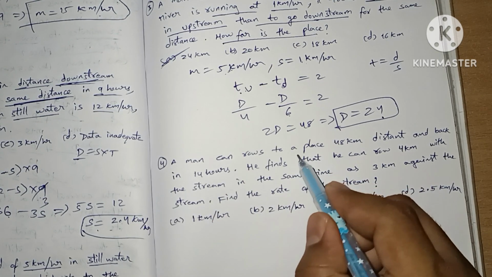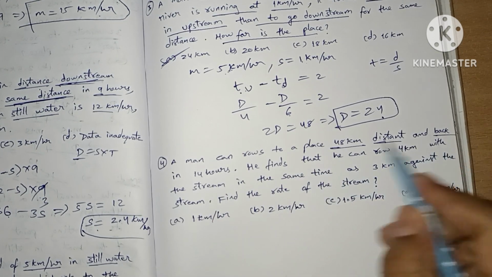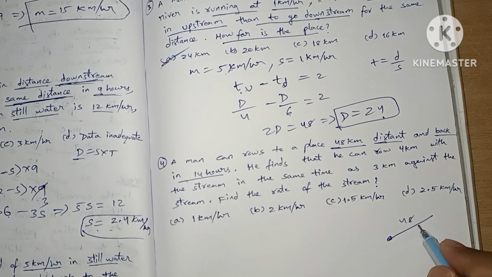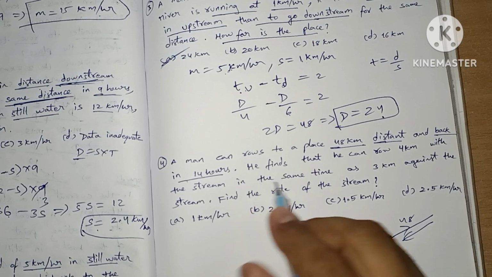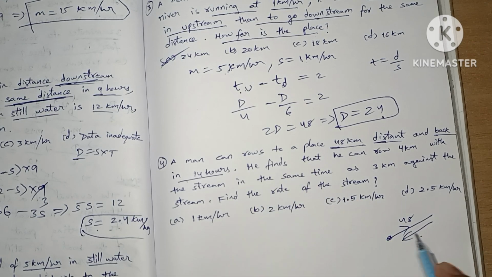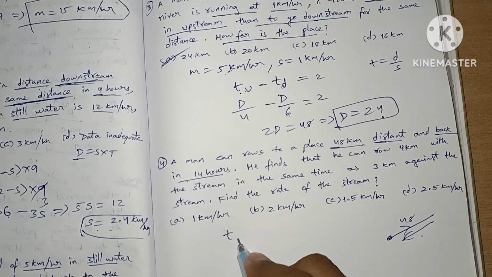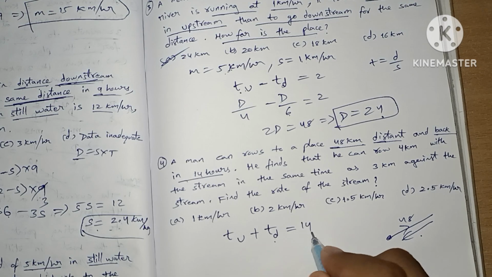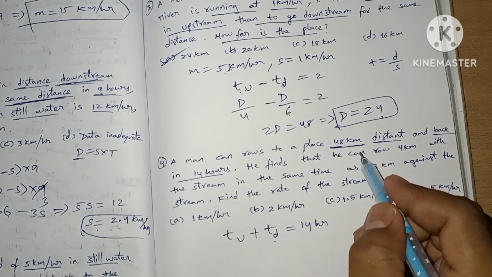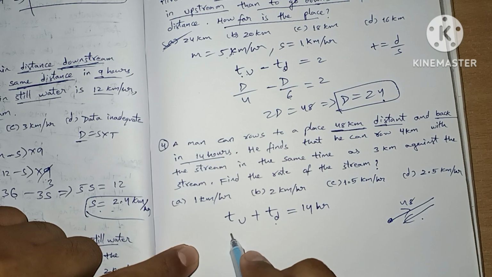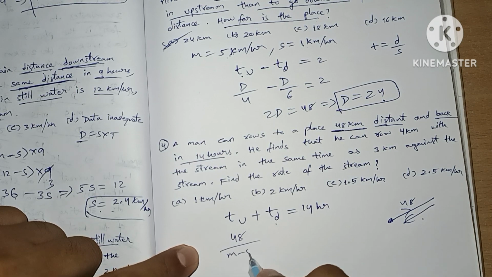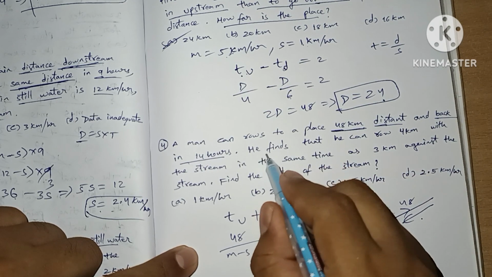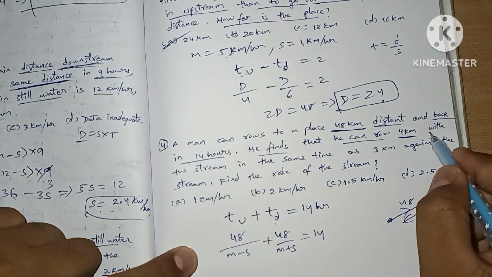A man can row to a place 48 kilometers away and back in 14 hours. So he goes 48 kilometers and comes back. Total time taken is 14 hours. So he goes upstream and returns back downstream. Total time taken is 14 hours and the distance is 48 kilometers. Okay, so we have 48 divided by M minus S plus 48 divided by M plus S equals 14 hours.